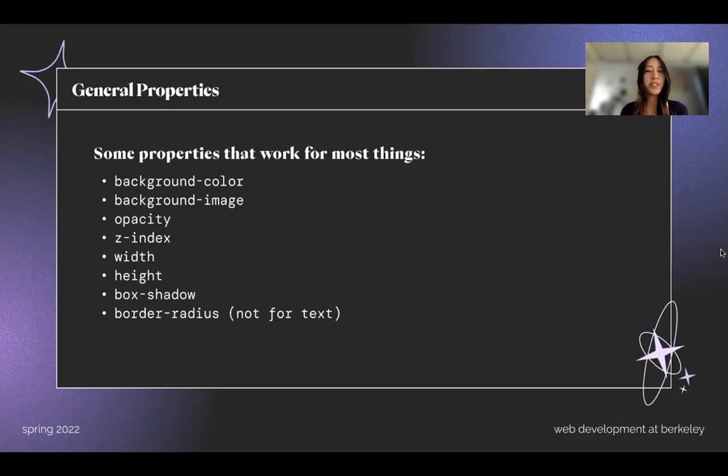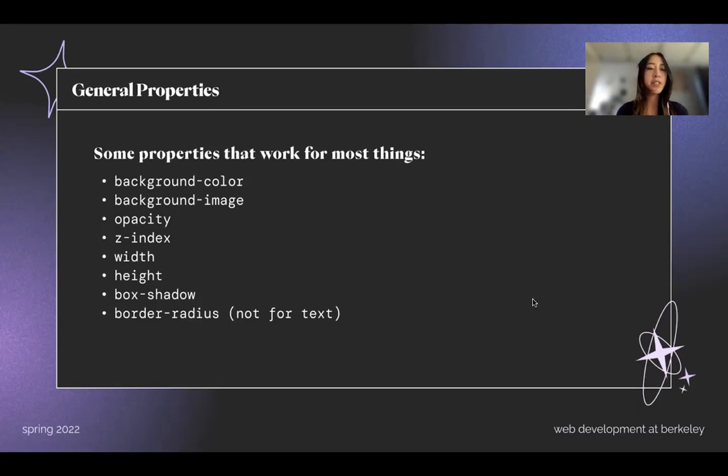And then here are just more general properties. So that last one was specifically for text. This one will work for most things. There's background color, background image, opacity, z-index, which is kind of like layering of elements on your page. So if something has a z-index of -1 and one has a z-index of 1, then the one with the positive one would be in front, if you think about it in layers.